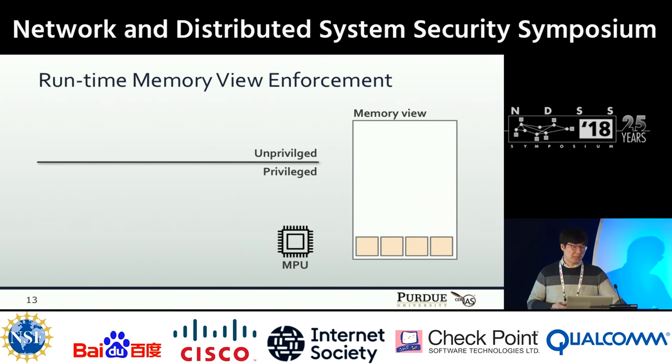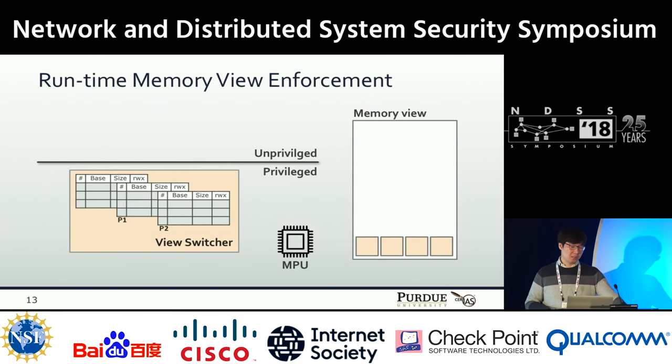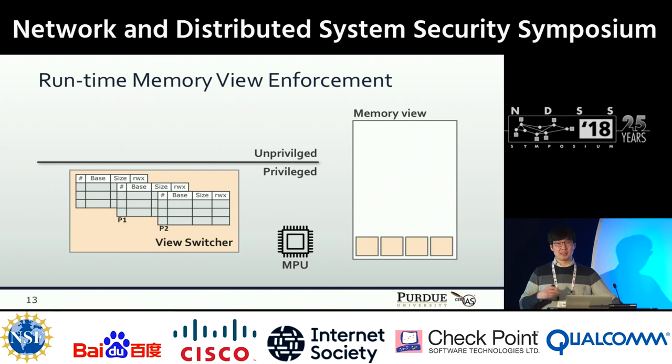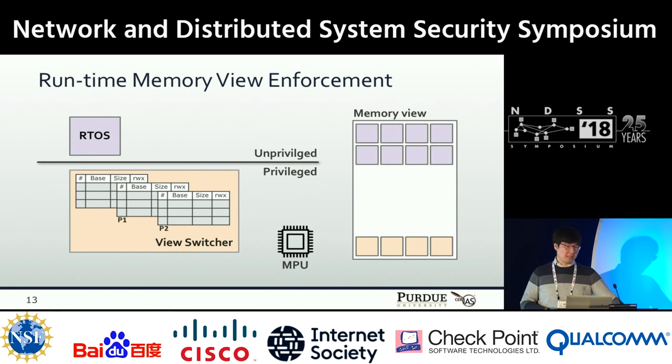Okay, so at runtime, we first load a tiny module, the view switcher, when the device boots up. That's the first module that runs. And then the view switcher takes the results of the analysis as input, of course. And next, the view switcher loads the RTOS in memory in the unprivileged mode.